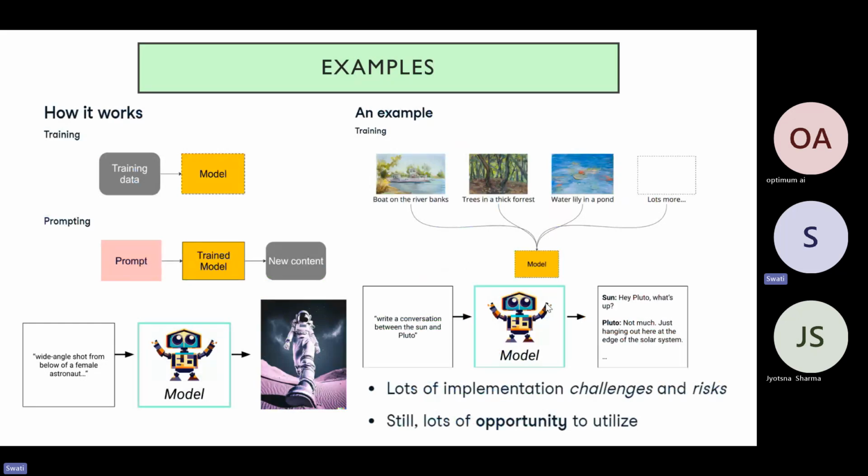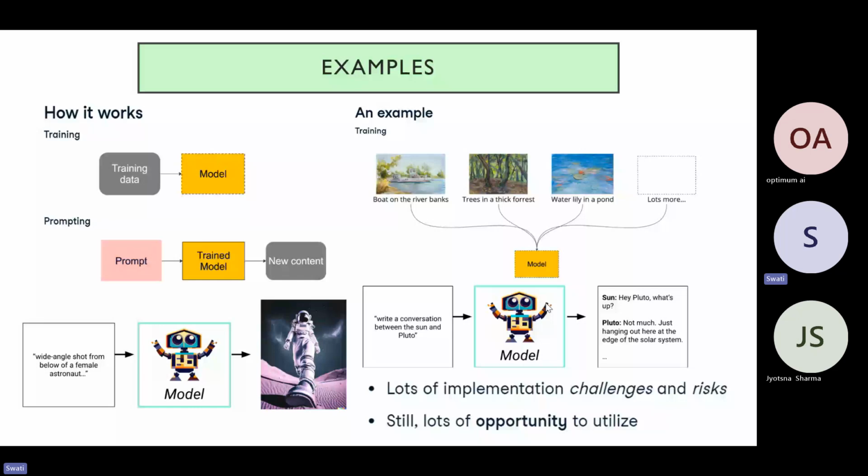So a simple example of how this will work: we will have some training data. For example, here we have these images like boat, trees, water lily in the pond. So we will train the model. This model refers to both the generator and discriminator. Then we give some prompt, and this trained model will generate some new content. For example, if we say, give me a wide angle shot from below of a female astronaut, then this model may give this kind of image. So this is a completely new image. It was not present anywhere.